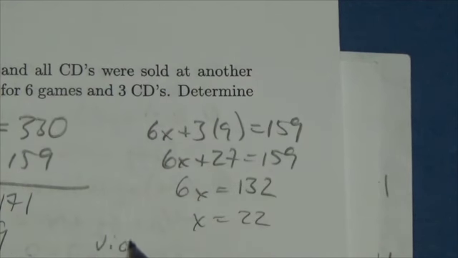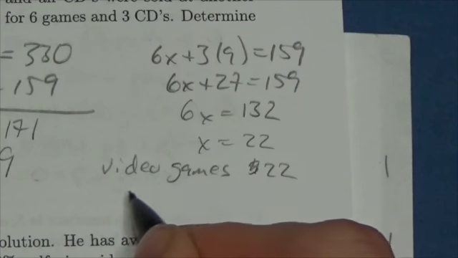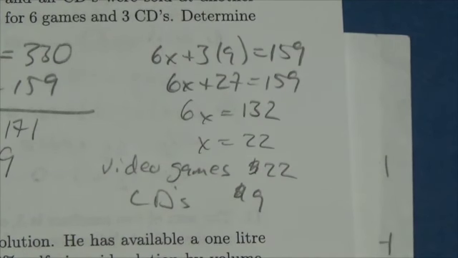So therefore, video games are going to be $22, and CDs are $9. That's what we were looking for.